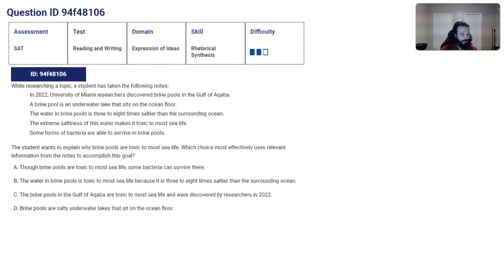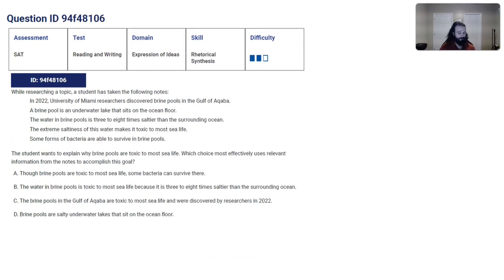Let's take a look at one that's slightly more difficult. You can see this difficulty rating is 2. And of course, you don't see the difficulty rating on the actual test, so you don't know how hard they're going to be. Let's try by going directly to the prompt. The student wants to explain why brine pools are toxic to most sea life.